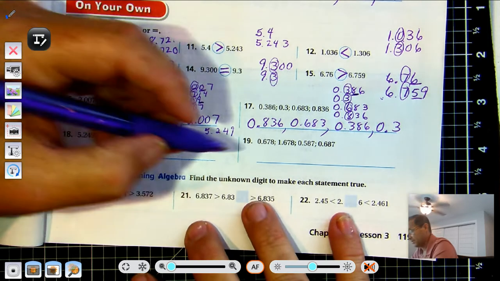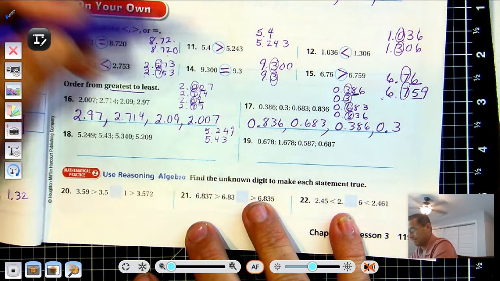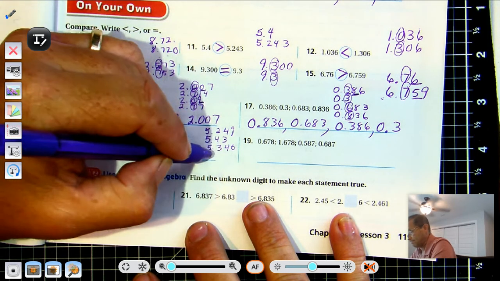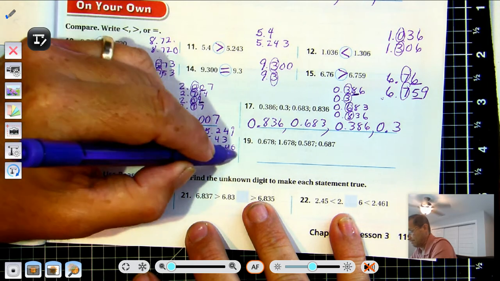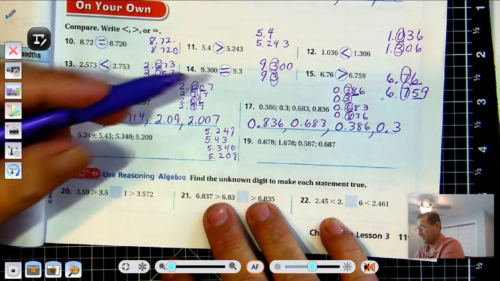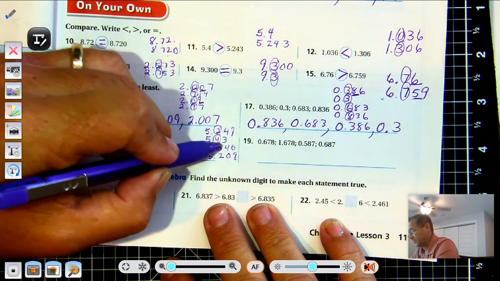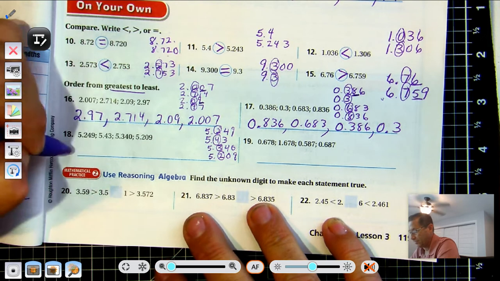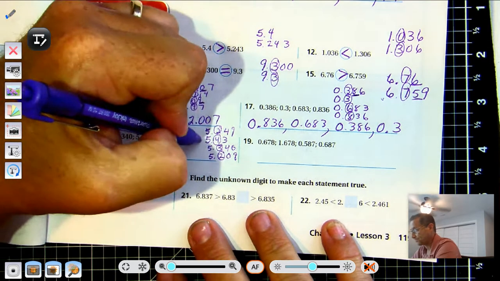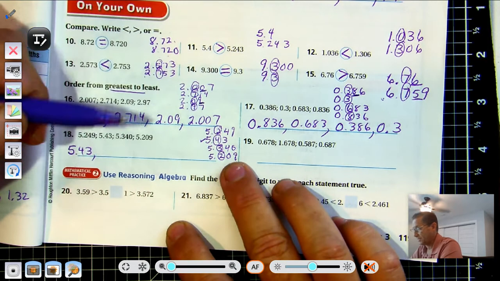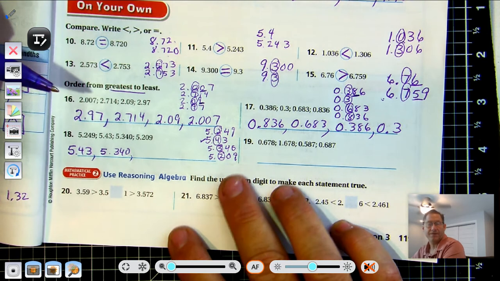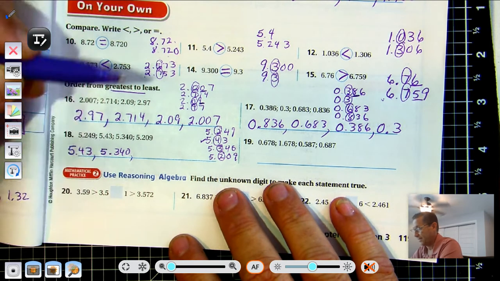Line up the decimal values. Okay, they all have 5s. The tenths, 2 tenths, 4 tenths, 3 tenths, 2 tenths. All right, so the greatest is 5 and 43 hundredths. The 3 is greater than 2. So 5 and 340 thousandths is the next greatest.